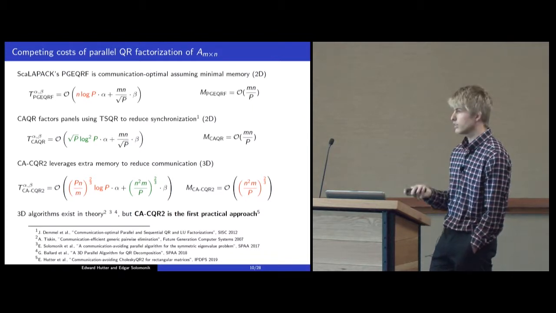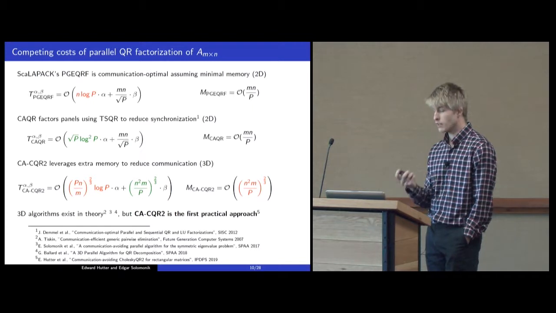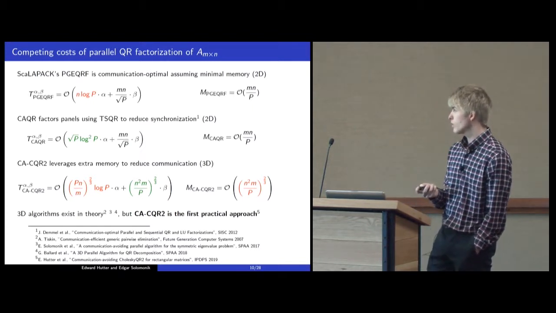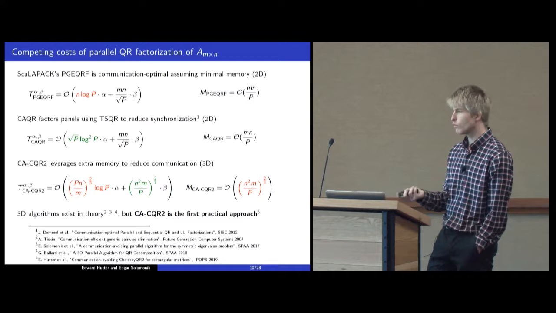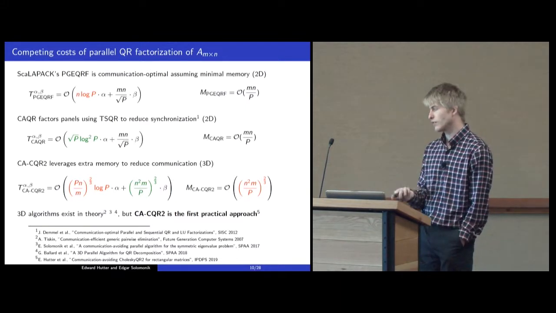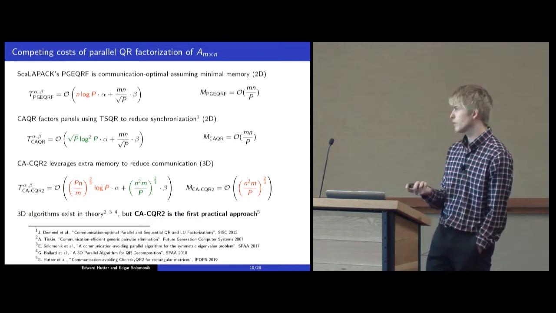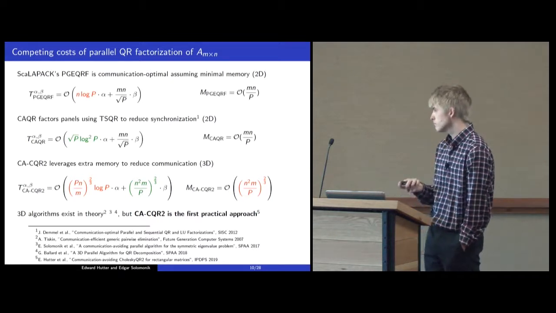However, it does incur a higher synchronization cost and a higher memory footprint. There do exist 3D communication avoiding QR factorization algorithms in theory, some for square matrices, and then recently for rectangular matrices. However, there have been no results shown because these algorithms don't use practical building blocks, and so our algorithm is the first practical approach that can achieve speedups on large machines.